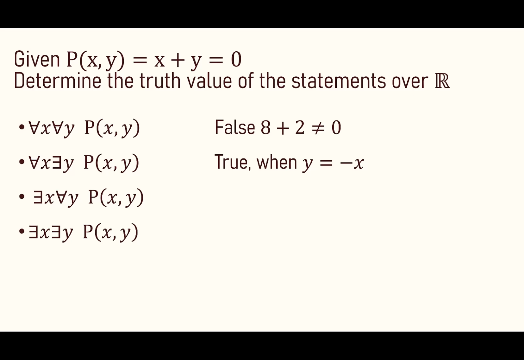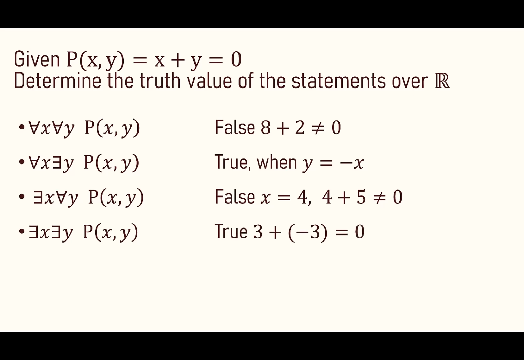Now let's consider there exists x for every y, p of x y. This says we can set a value of x that when we add every value of y, we get 0. That's false. Say we pick our value of x to be 4. We could add 5, and 4 plus 5 does not equal 0, so our entire statement is not true. Then our final nested quantifier says there exists x, there exists y, p of x y. That means we can find a value of x and a value of y that makes this predicate true. So let's use x is 3, y is negative 3, then 3 plus negative 3 is 0.